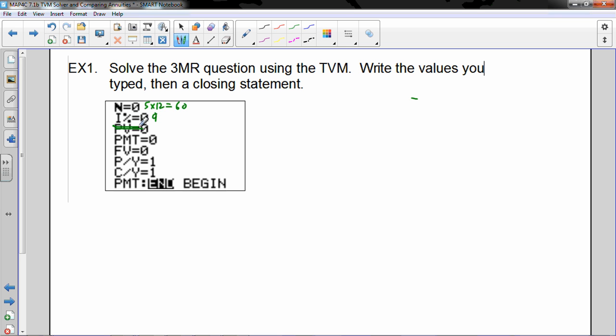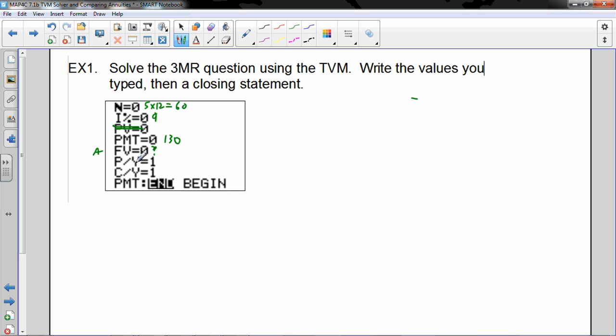There was no present value. That didn't make any sense in there. The payment was $130 a month. The future value, that's what we want to find, right? That was kind of A. That's what we wanted to find. That was the question mark.